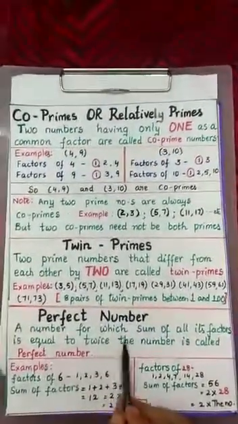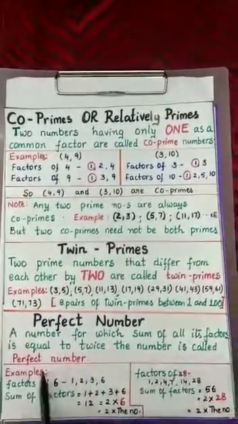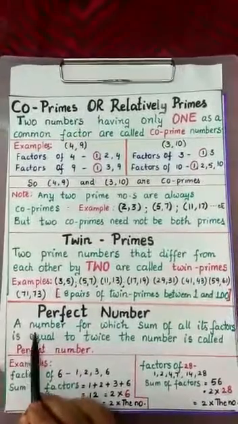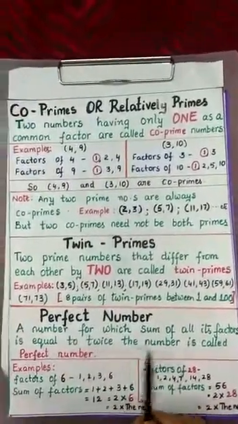A number for which the sum of all its factors is equal to twice the number is called a perfect number. Once again, a number for which the sum of all its factors is equal to twice the number.